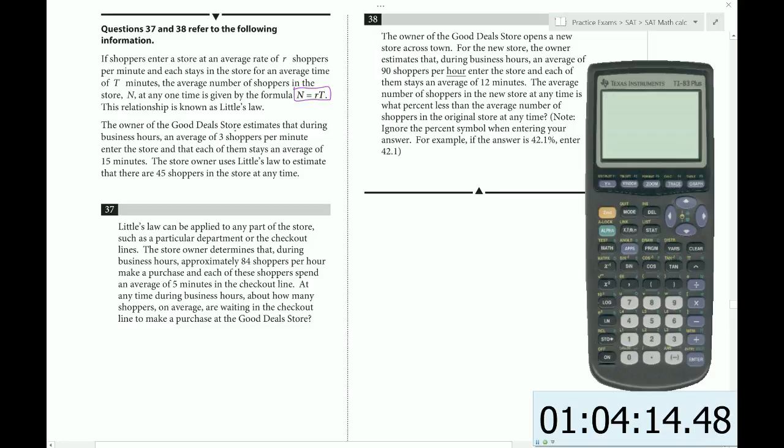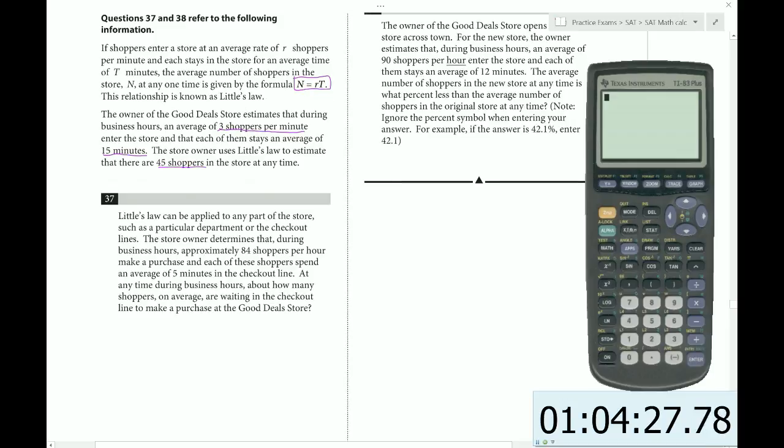The owner of the Good Deal store estimates that during business hours, an average of 3 shoppers per minute enter the store and that each of them stays for an average of 15 minutes. The store owner uses Little's Law to learn that there are 45 shoppers at any time. Okay.